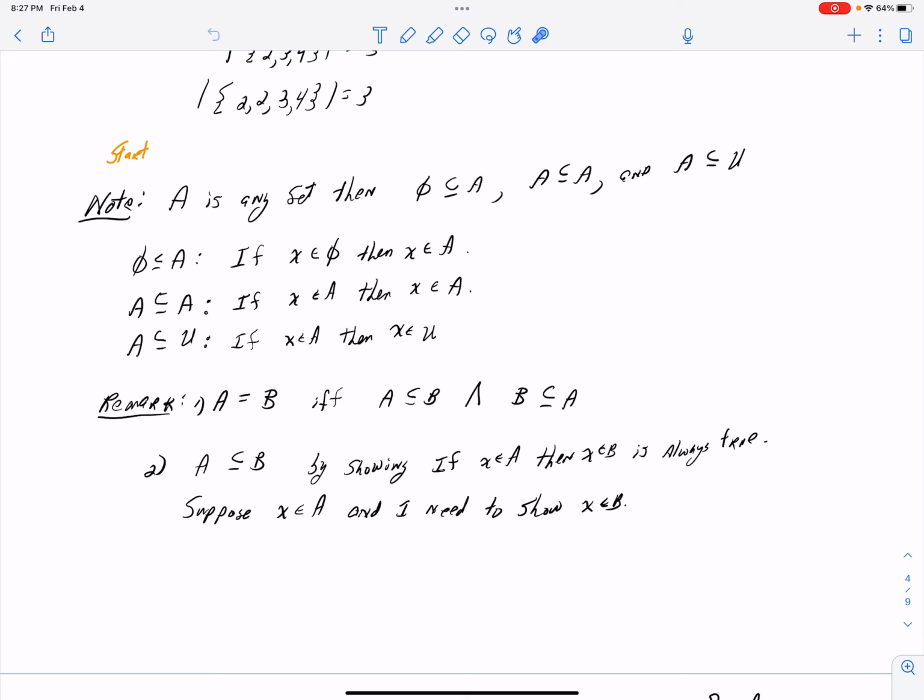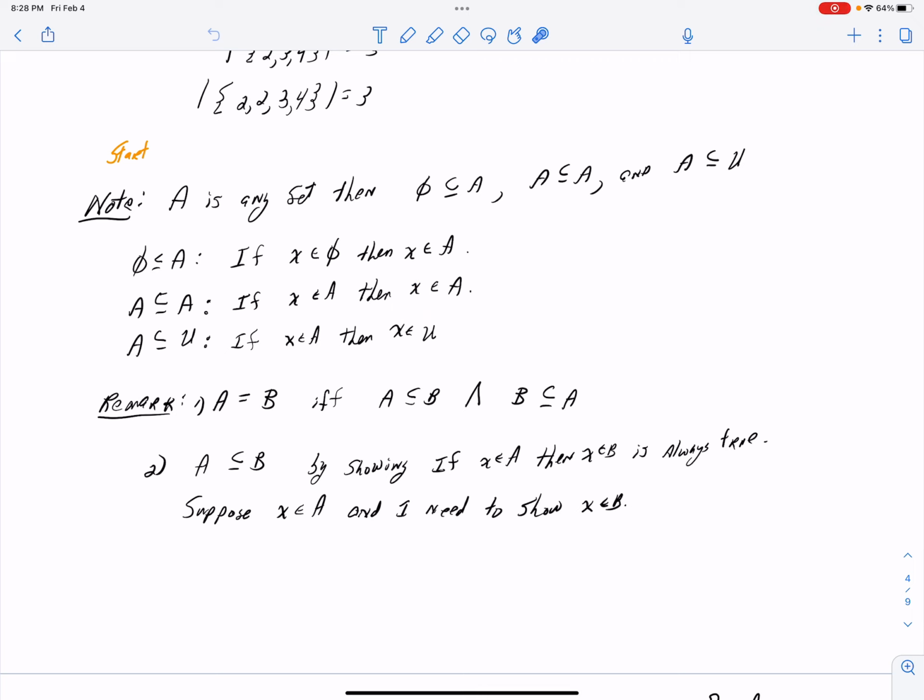What's another thing that's always true? Every set is a subset of itself. So A is a subset of A. How do we see that? By again translating it into the conditional statement. What does it mean for A to be a subset of A? It means this conditional statement, if x is an element of A, then x is an element of A, is always true. Well, no kidding, it's always true. If x is an element of A, certainly it's an element of A.